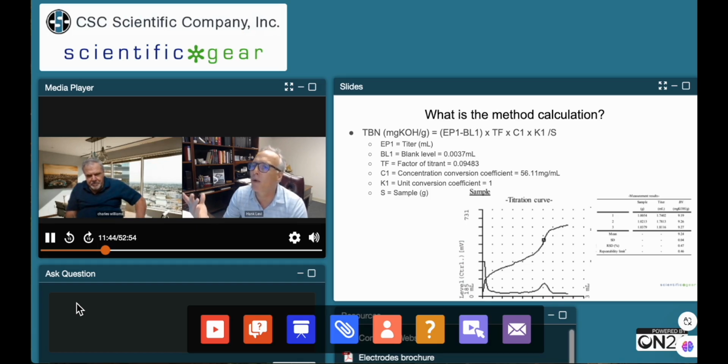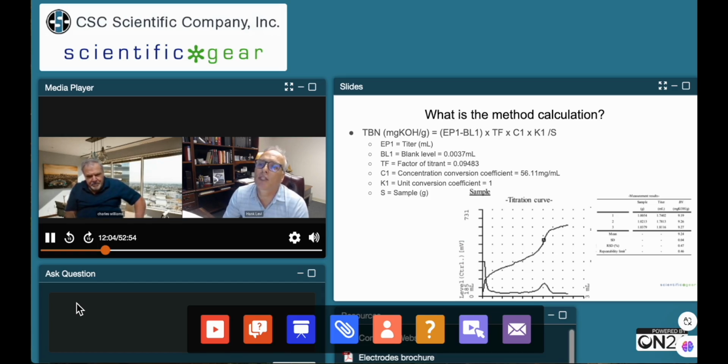Okay, TF, factor of the titrant, 0.09483. It's generally around about 0.1. Typically, if you buy or make it yourself, it's needed to neutralize the base. The method basically calls for it. So that's what the titrant factor is all about.